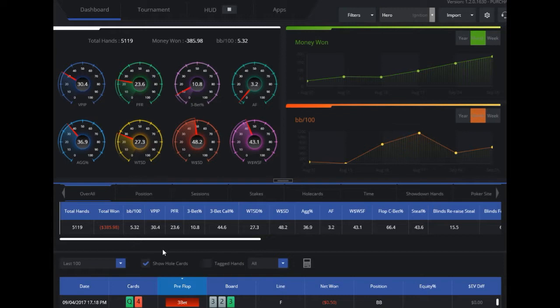But again, these are guideposts. So this would be something I'd flag and say, hey, there are probably too many hands being played here, and that's why we started losing some money.